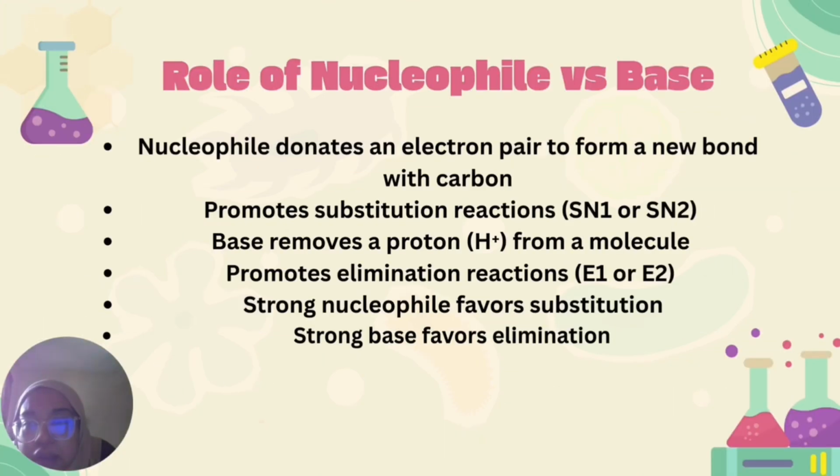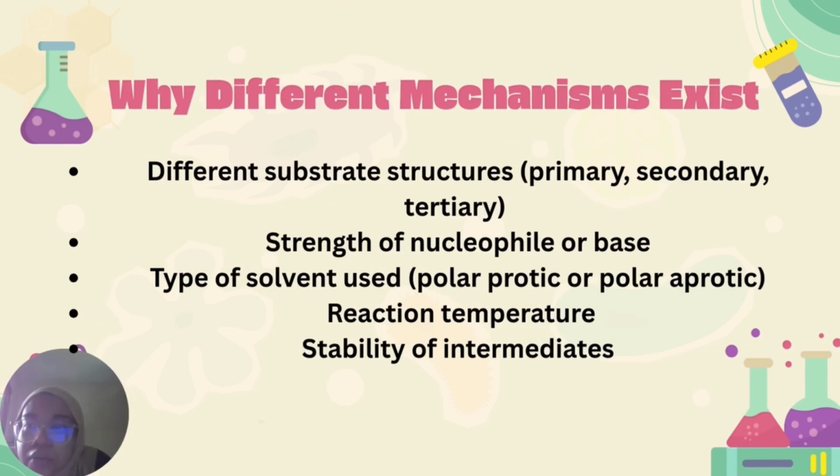Role of nucleophile versus base. A nucleophile donates an electron pair to form a new bond with carbon, and promotes substitution reactions, SN1 or SN2. The base removes a proton, which is H+, from a molecule, and promotes elimination reactions, E1 or E2. A strong nucleophile favors substitution. A strong base favors elimination.